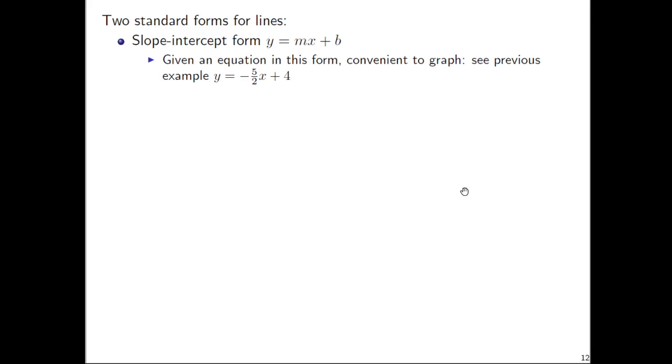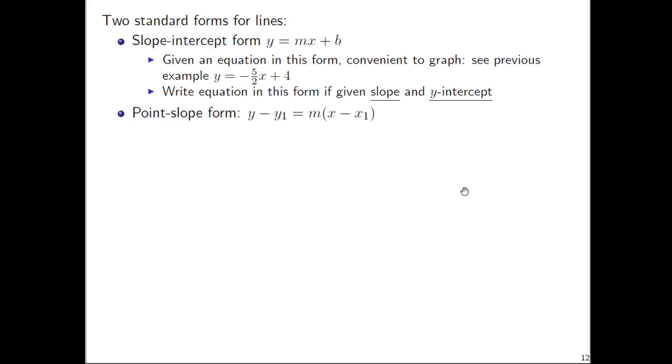So, if you have an equation that's given in this form, it is convenient to graph. See the previous example we just did. We looked at y equals negative 5 halves x plus 4. It was convenient to graph. Okay. Here's the thing. Let's say you need to write an equation for a line. This is the form to use if you are given the slope and the y-intercept. This is why this is called the slope-intercept form. If you are given the combination of the slope and the y-intercept, this is the most convenient form to use.